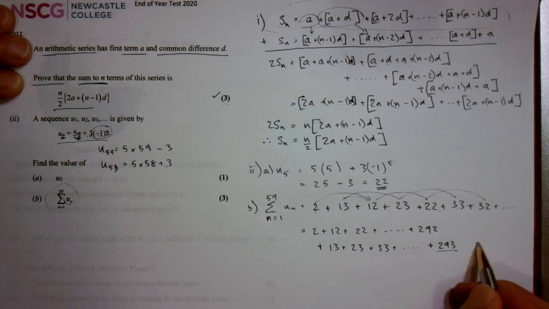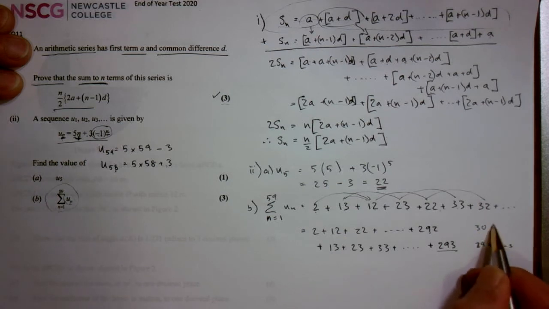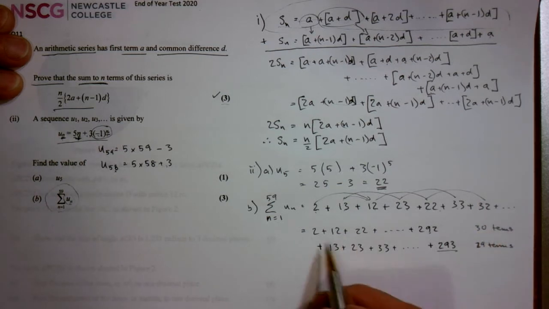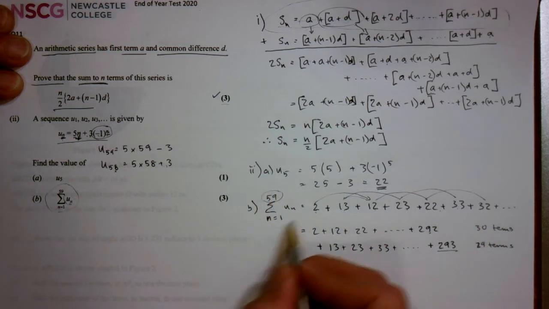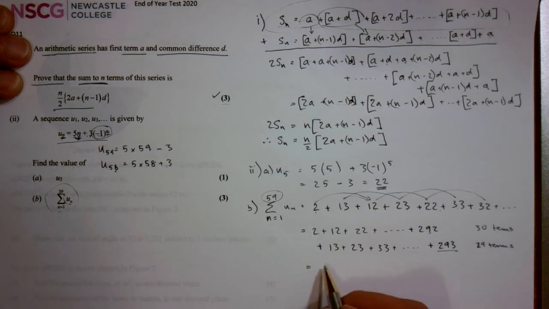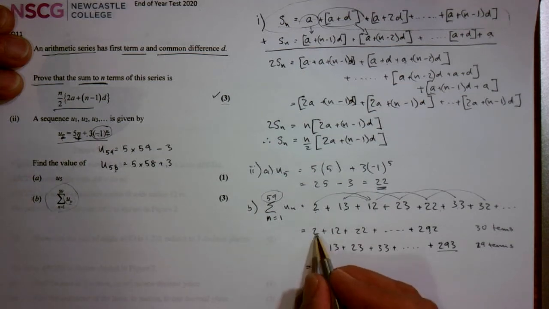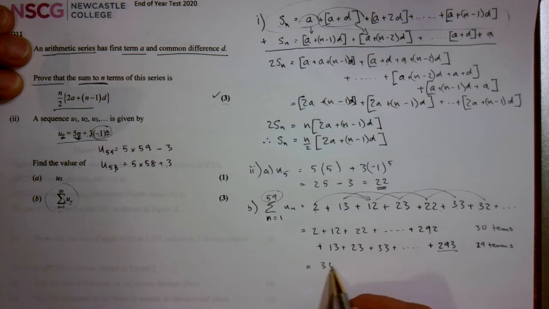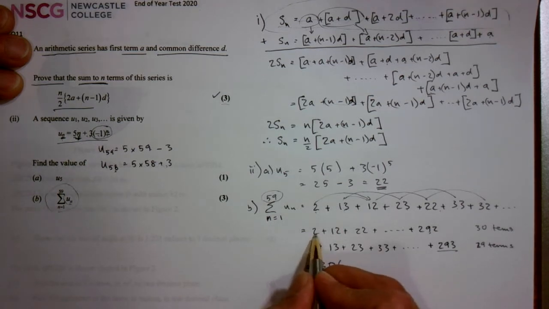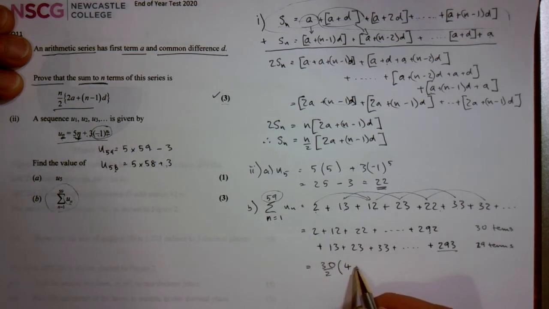So this is 29 terms, and this is 30 terms, because I got a first one and a last one which is odd. This one I start even and finish even, and 30 plus 29 is the 59 that I started with. So my sum is actually two sums. So I've got 30 terms divided by 2, double my first term, which is 4, plus n minus 1 lots of d. I'm not going to do that.